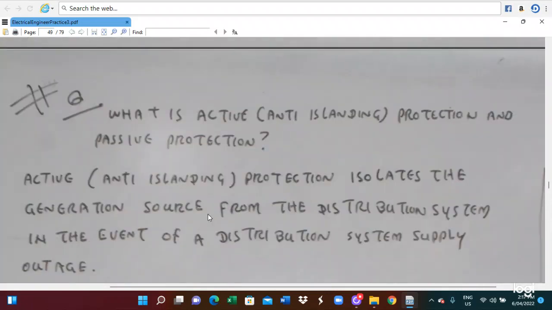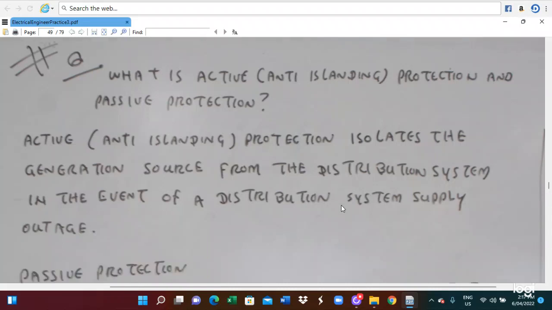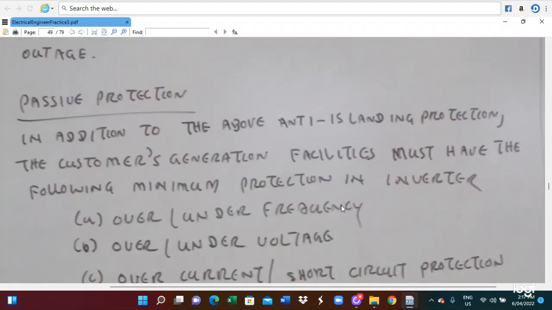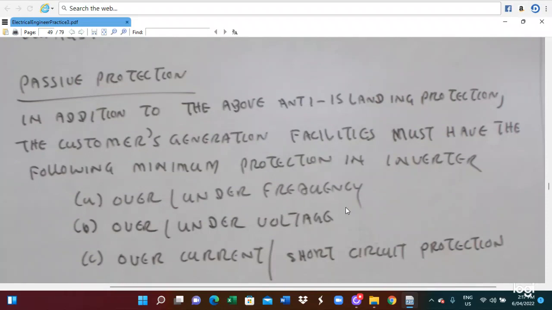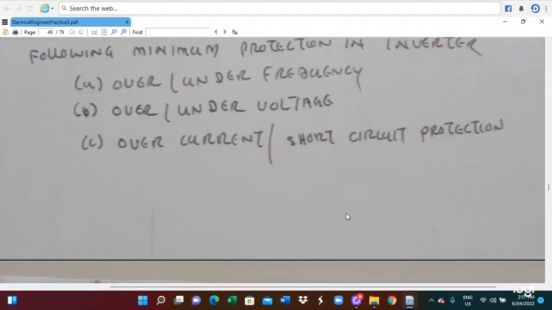Why is it the islanding protection, passive protection? The islanding protection isolates the generation source from the distribution system in the event of a distribution system supply failure. Passive protection is in addition to the above islanding protection. The customer generation facilities must have the following minimum protection in the inverter: over and under voltage and frequency protection, over and under voltage sensor, and over current and short circuit protection. Those are the requirements.